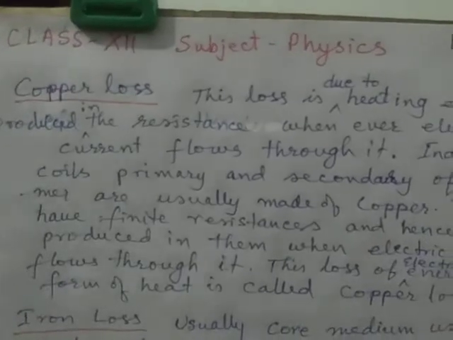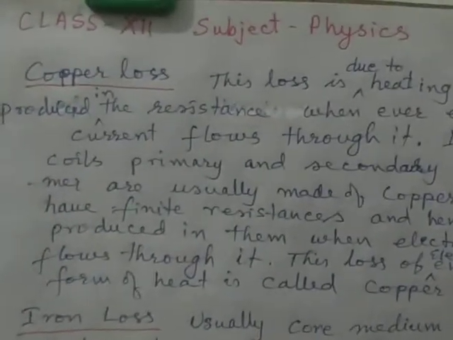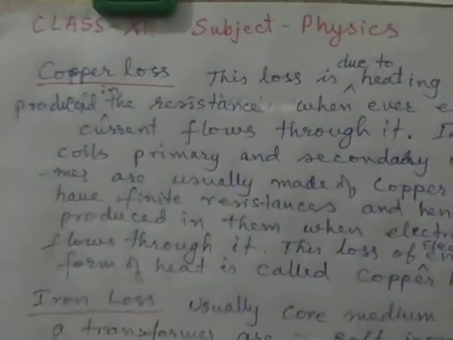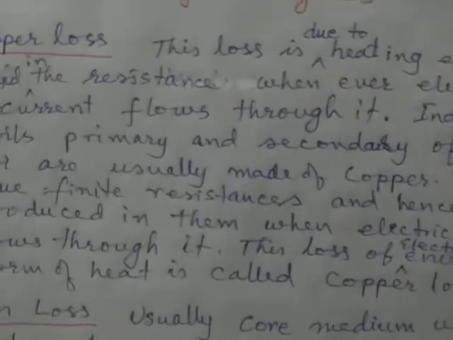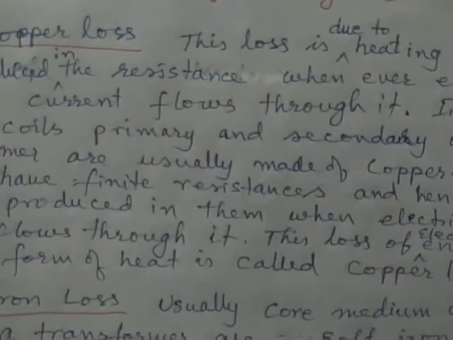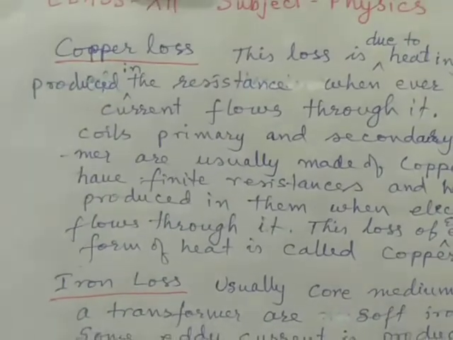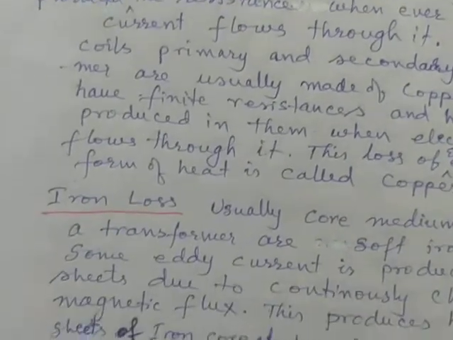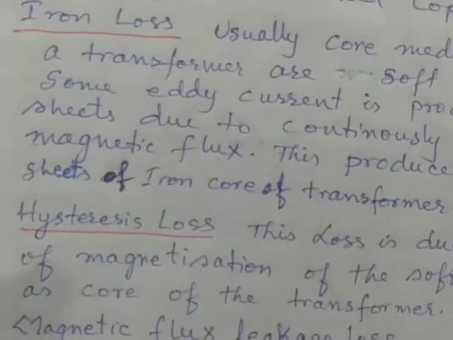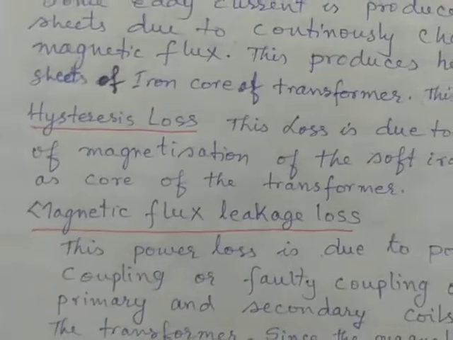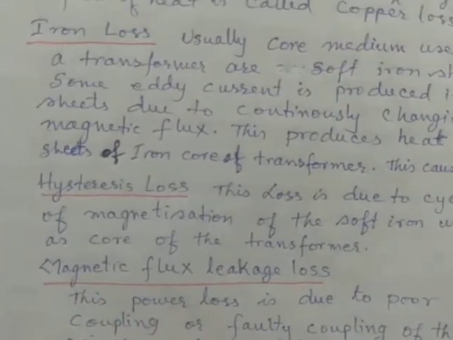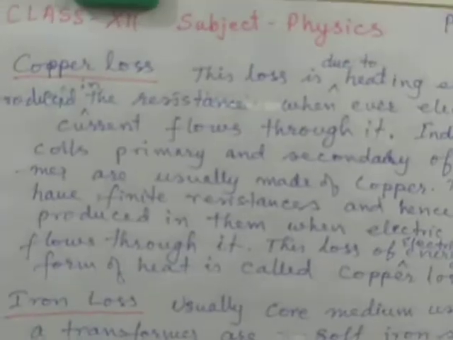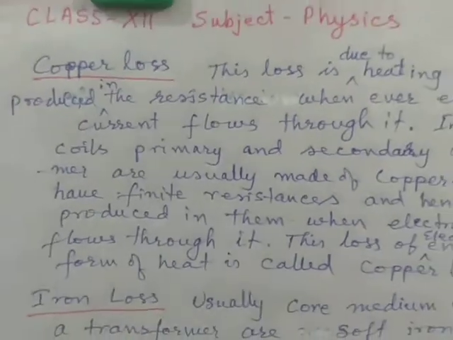Today we are going to talk about the various losses taking place in a transformer. What happens in a transformer? There are four types of losses: copper loss, iron loss, hysteresis loss, and magnetic flux leakage loss. Now all these losses will be discussed one by one.